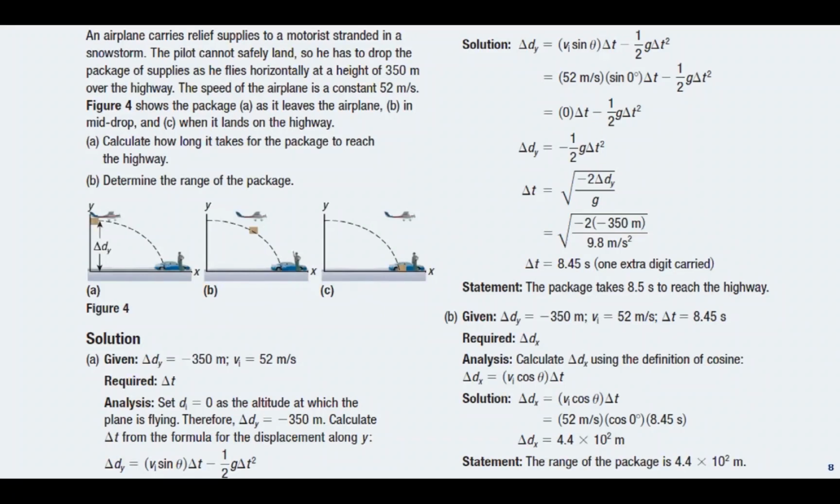Okay, for the second question, we are given, again, delta dy equals -350 meters. Vi equals 52 meters per second, and we have already calculated that delta t equals 8.45 seconds, right? This time we require delta dx, which is the range of the package. So we can calculate delta dx using the definition of cosine. Delta dx equals vi times cosine theta times delta t.